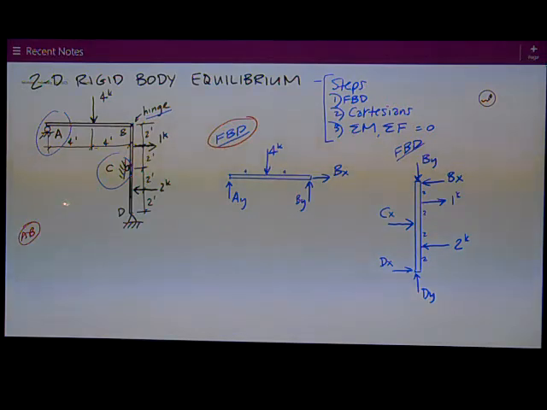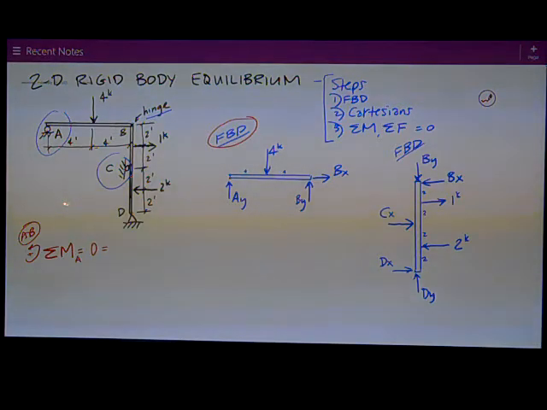For AB, I want to sum moments about some point to eliminate unknowns. So I'm going to sum moments about point A. I could do it about B also, but I just arbitrarily chose that one. I do want to be careful, and there are a lot of times where you can make your life easier and the solution faster by carefully selecting what point you sum moments about. Sum moments about point A.